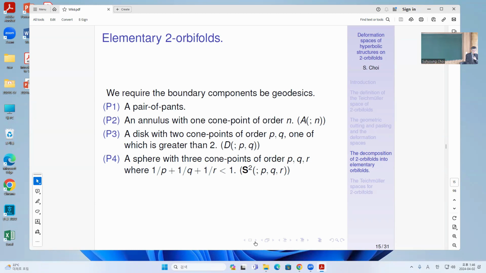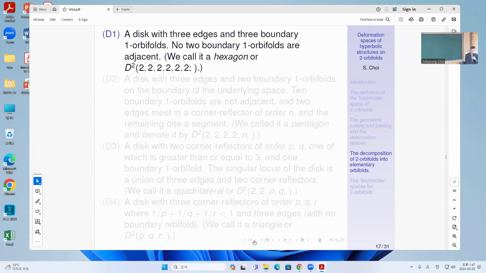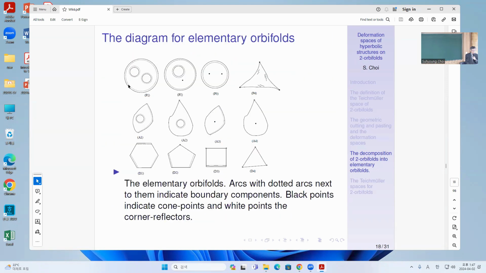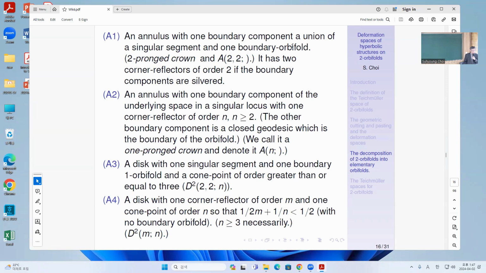And then the next one, maybe we should see the picture first, right? So these will be pairs of pants and then one annulus with one cone point, and two cone points. So this is P1, P2, P3, P4. Okay, and now we have an annulus with one boundary component union a singular segment and one boundary orbifold.